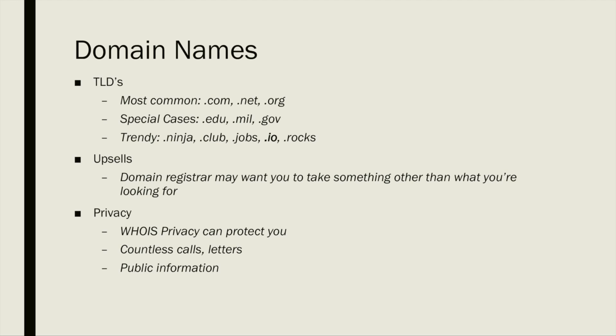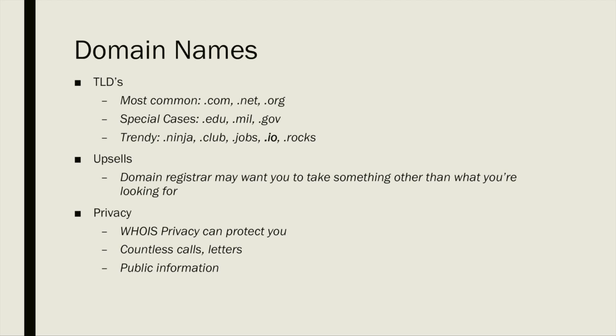Special cases include .edu, .mil, or .gov, which means that you have to be a specialized service in order to get this TLD. Not anyone can just go out and register a .edu. You have to have certain credentials to qualify for these TLDs. And in the past 5 to 10 years, a lot of trendy TLDs have come up, such as .ninja, .club, .jobs, .rocks, and .io. If you recall from before setting up brackets, the domain we went to was brackets.io. Again, that is a trendy tech TLD.